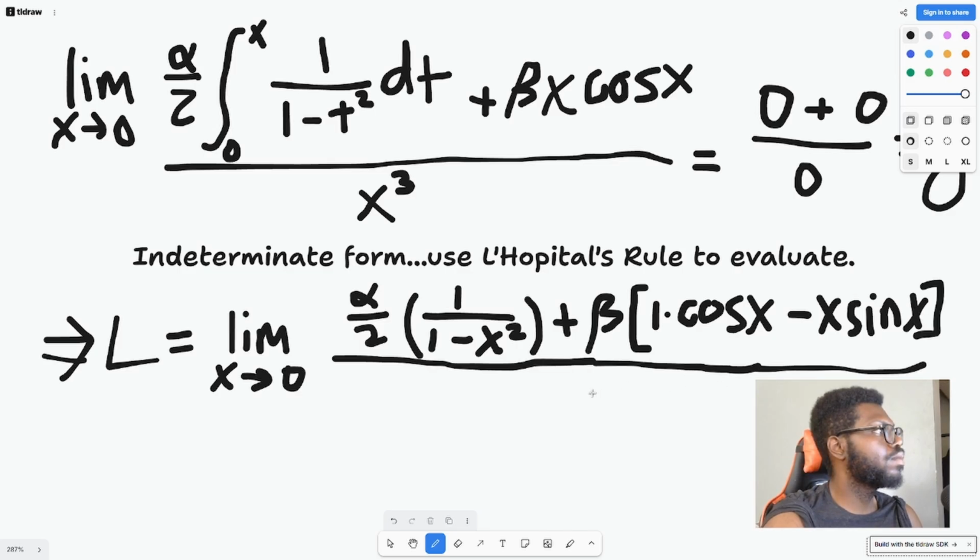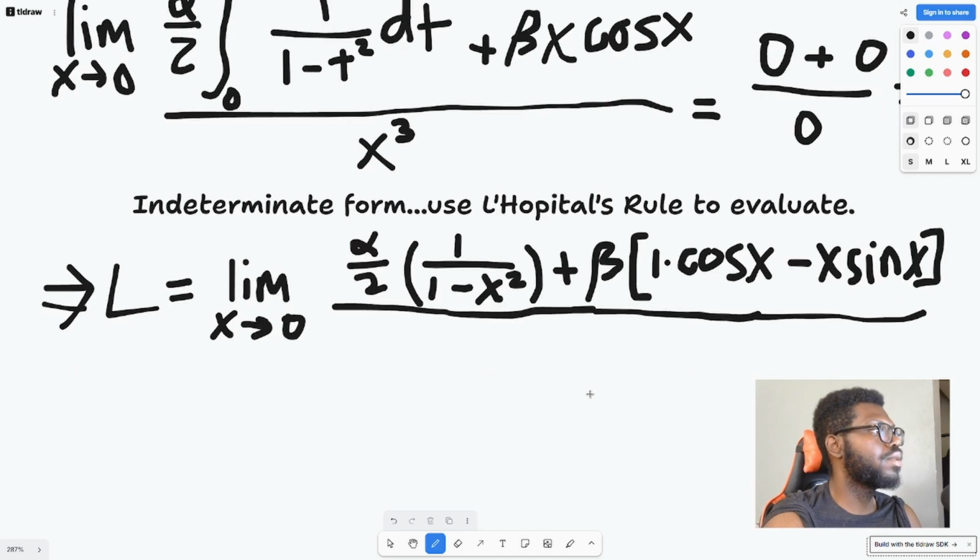And in the denominator, well, differentiating that part is a lot simpler. This is just going to be 3x squared. And now we're going to try to evaluate this limit again to see what we end up with. Now we're just going to look at each term in the numerator and the denominator. I'll start with 1 over 1 minus x squared.